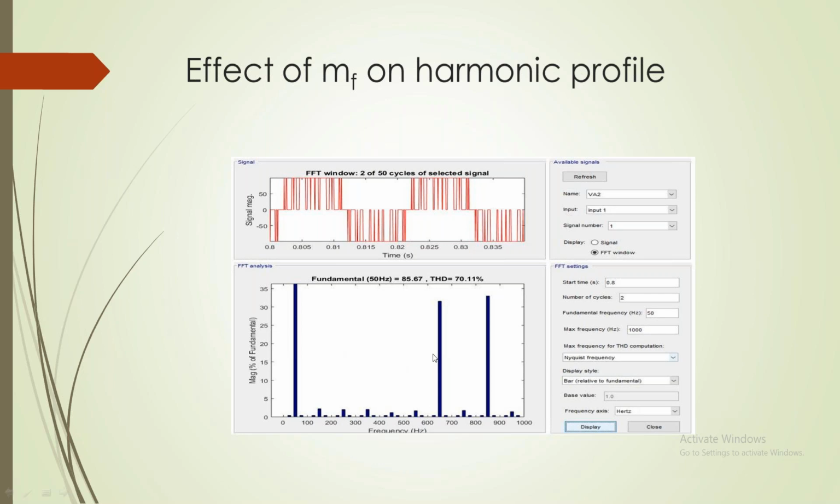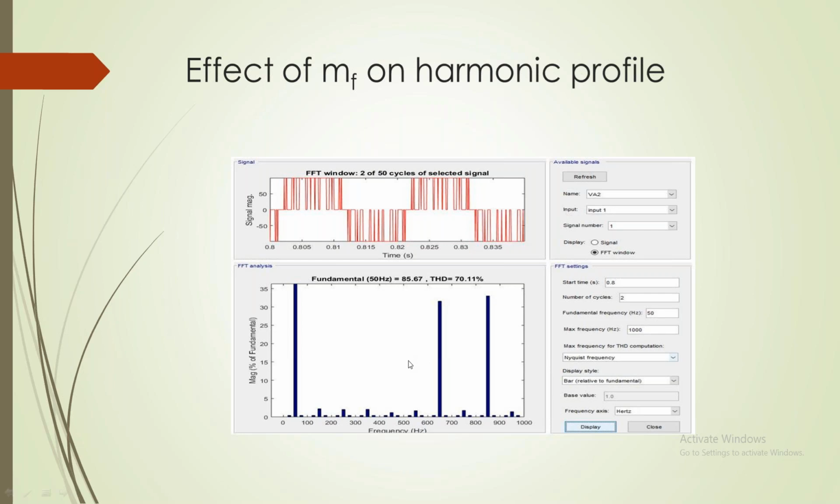Higher the switching frequency, farther the harmonics will be shifted from the fundamental, right? But I cannot go for very high switching frequency for power inverters, unlike DC-DC converters. DC-DC converters are something different, because they will not be operated at high power levels. But for inverters, I cannot go for a switching frequency beyond 500 to 700 hertz. If I go beyond that and switch at very high power levels, the switching losses, switching stress and the cooling system are all accountable. So this is about the effect of MF on the harmonic profile and switching frequency.